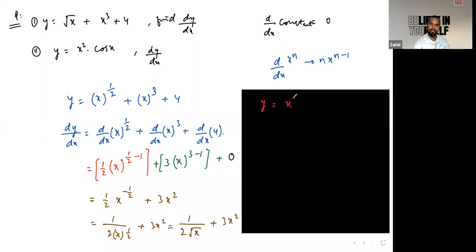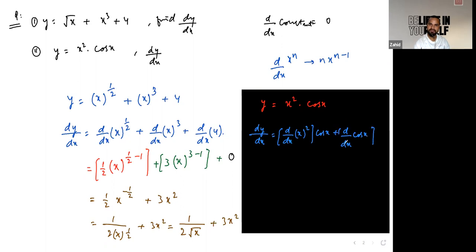In the second question, we have x squared times cos x, two different functions, and they are related by product. So use the product rule, which says differentiation of first multiplied by second, plus differentiation of second multiplied by first. Now apply the formula and try to simplify it.